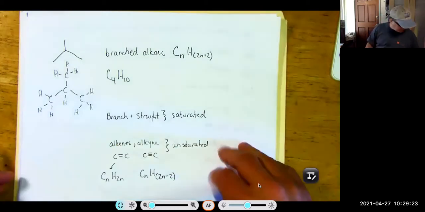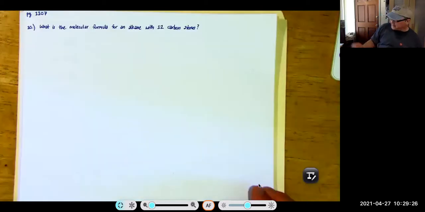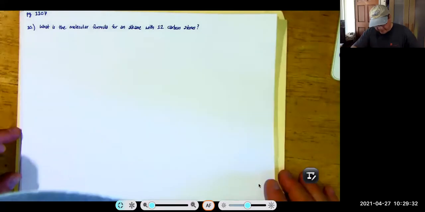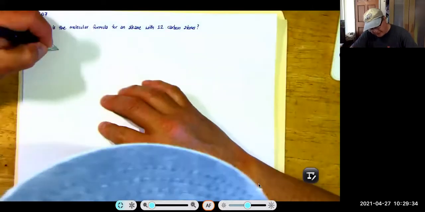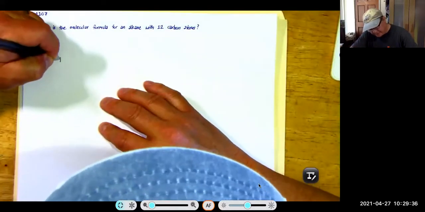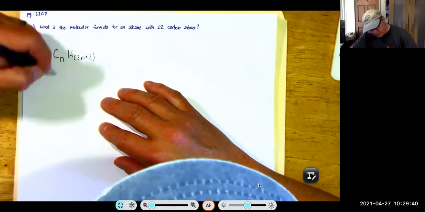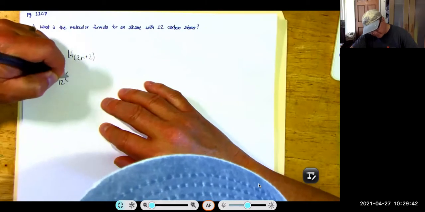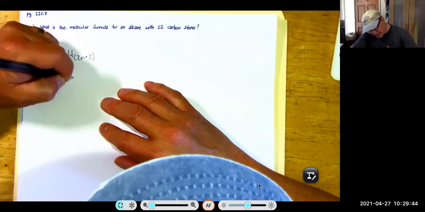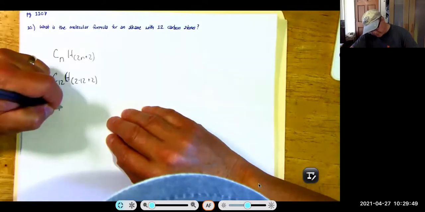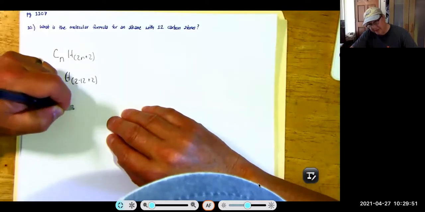Okay. All of that as an introduction for this now really simple problem. So CnH2n+2 gives us C12, H2 times 12 plus 2, which is C12H26.